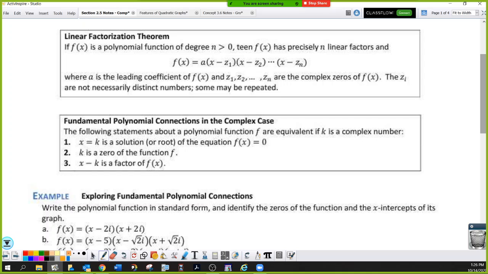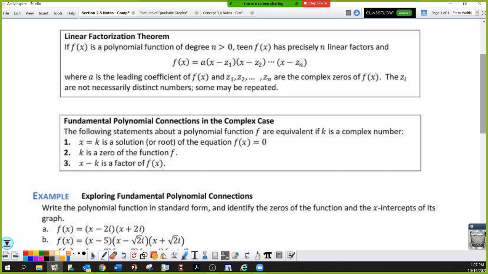So, fundamental polynomial connections, but specific to complex cases. The following statements about a polynomial are equivalent if k is a complex number. Now, we've had this box before, but specifically we said if k is a real number. Now I'm saying if k is a complex number. X equals k is a solution or root of the equation f of x equals 0. K is a 0 of the function f. X minus k is a factor of f of x. All of these things basically say the same thing.